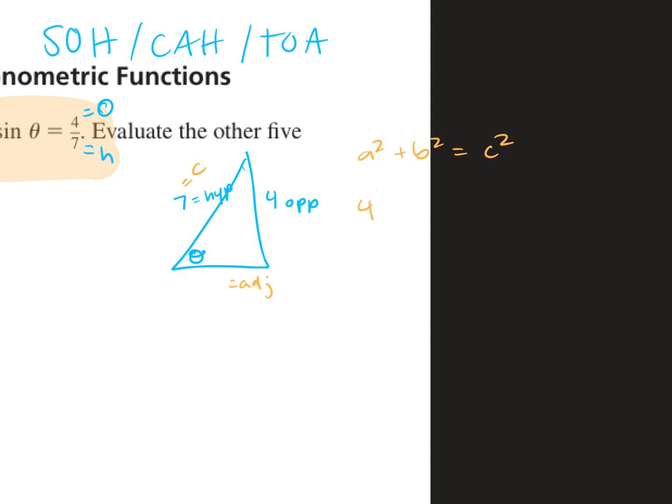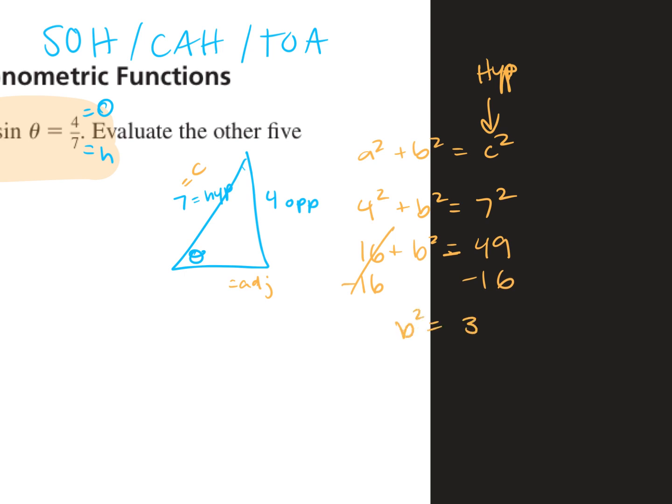So we could say 4 squared plus b squared is equal to 7 squared. So just make sure your hypotenuse is your c. It's going in the c spot. C always has to be the hypotenuse. So 16 plus b squared equals 49. What would I do next? Subtract 16. So b squared is equal to 33.